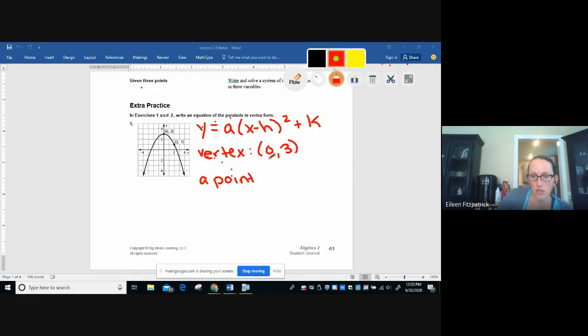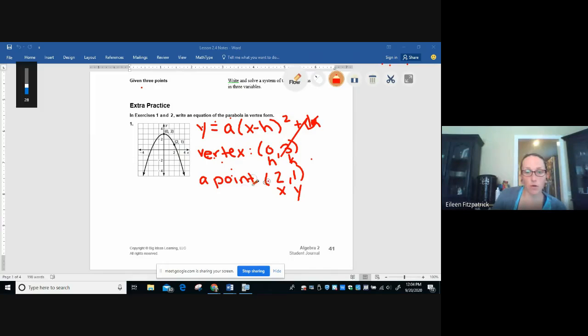This is h and k, and your point is (2, 1). So that can be an x and a y. Any point that's given can be an x and y. This is going to allow you to plug in h, k, x, y into the equation to solve for a. Just like when we're in slope-intercept form, you need the m and the b to write the equation. If you're trying to write an equation of a parabola in vertex form, you need a, h, and k. So now we can solve for a.